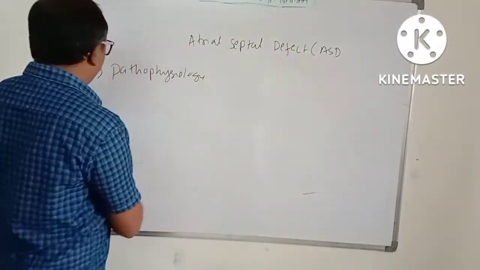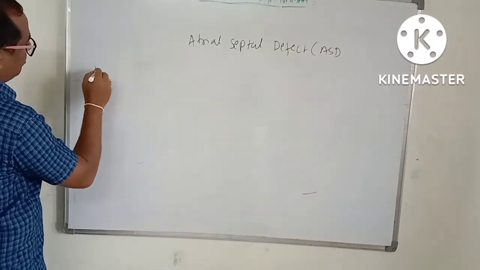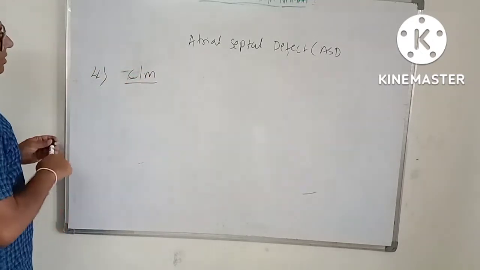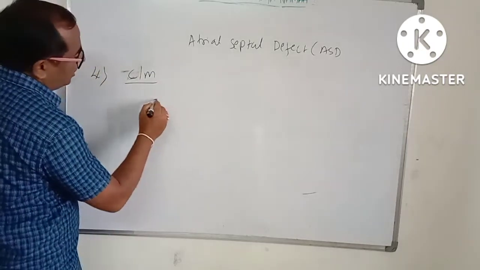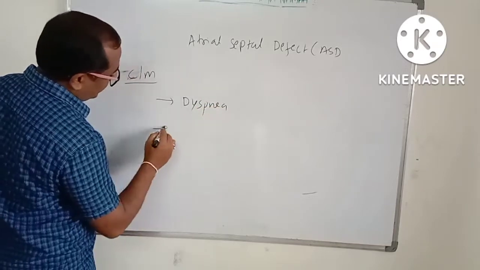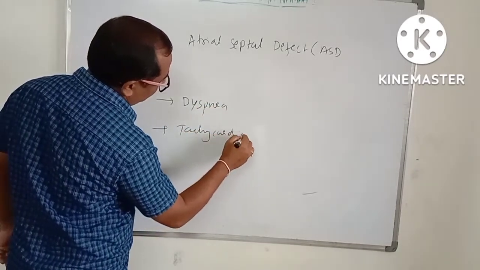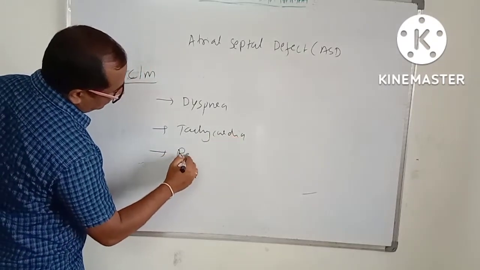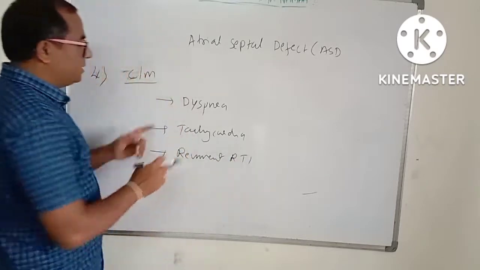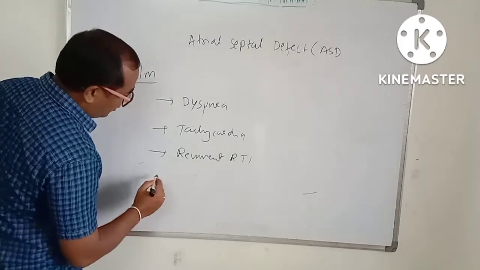Now let us see the clinical manifestation. So clinical manifestation of ASD. The first and foremost is there will be dyspnea, tachycardia, recurrent respiratory tract infection. So this dyspnea, tachycardia, tachypnea, and recurrent respiratory tract infection are because of pulmonary edema.